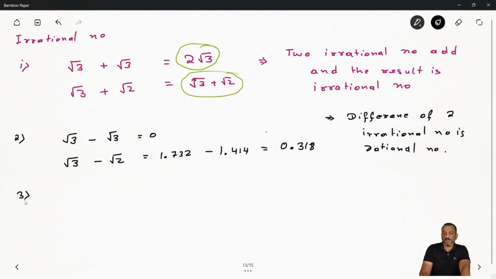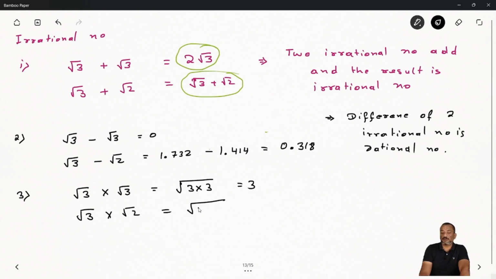Okay, now let us understand the product of two irrational numbers. Suppose you have root 3 multiplied with root 3, so you will get the square root of 3 times 3, which is 3. So 3 is a rational number. Same way, if you have a different root, root 3 multiplied with root 2, here you have 3 times 2, so you will get root 6. Same way, root 5 multiplied with root 3, you will get root 15.